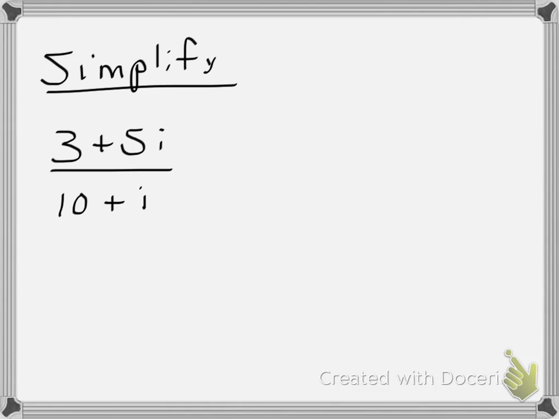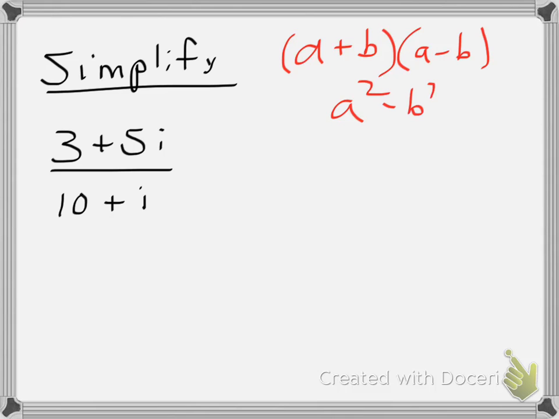So to solve one like this, to simplify, or divide, which means the same thing in this case, I'm going to first use what's called a conjugate. Conjugate comes from this rule of factoring. If I have a plus b times a minus b, that multiplies to a squared minus b squared. These two, a plus b and a minus b, are referred to as conjugates, meaning they have the same two terms, a and b, but different middle signs.